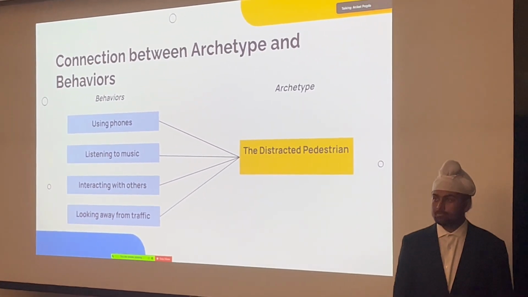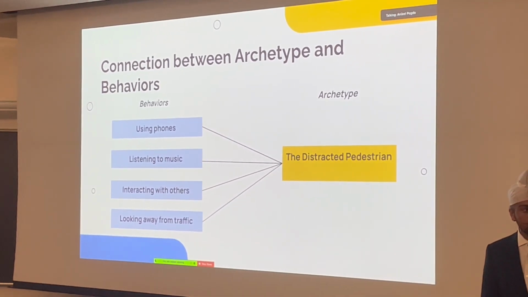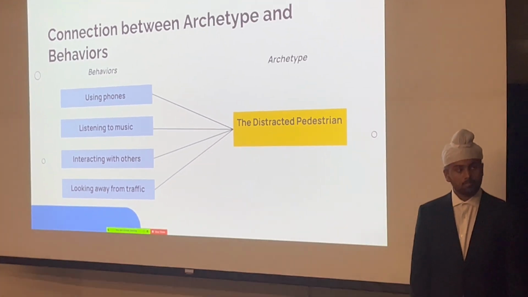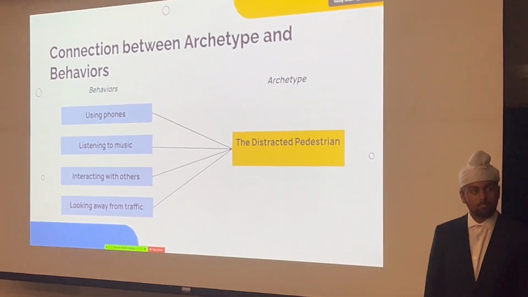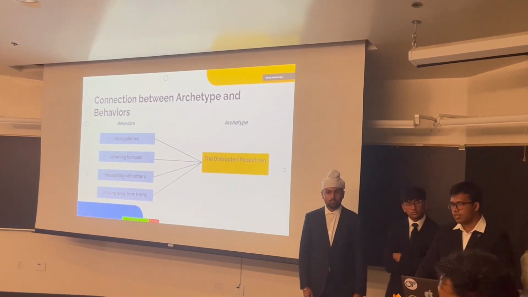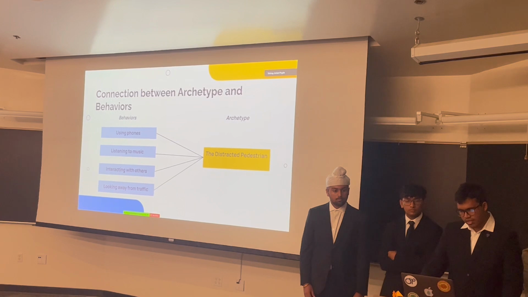On the left side, we can see some pedestrian behaviors, such as using phones, listening to music, interacting with other pedestrians, and looking away from the traffic. So if any of these or many of these behaviors are seen, we can identify the pedestrian as the distracted pedestrian, and here's the archetype.